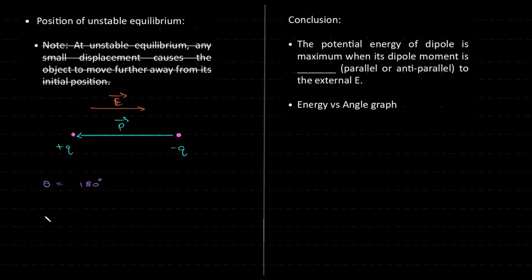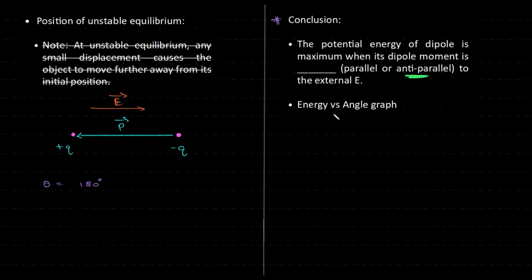So to conclude, the potential energy of a dipole is maximum when its dipole moment is anti-parallel to the external electrical field. No, yeah, you are right. I know I should not be doing this repeatedly, but yes.